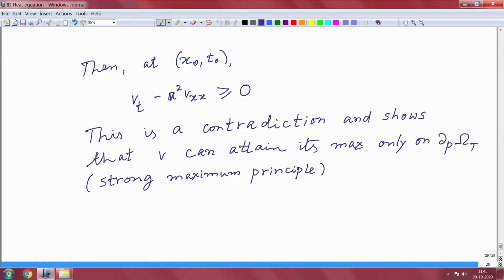Okay. So, as I said, we have stated weak maximum principle, but what we have proved for V is referred to as strong maximum principle. So, we can attain its maximum only on the parabolic boundary. So, if we can make such a statement for u also, then it is referred to as strong maximum principle, and from this we will obtain the result for u. How is that? That is just one step.